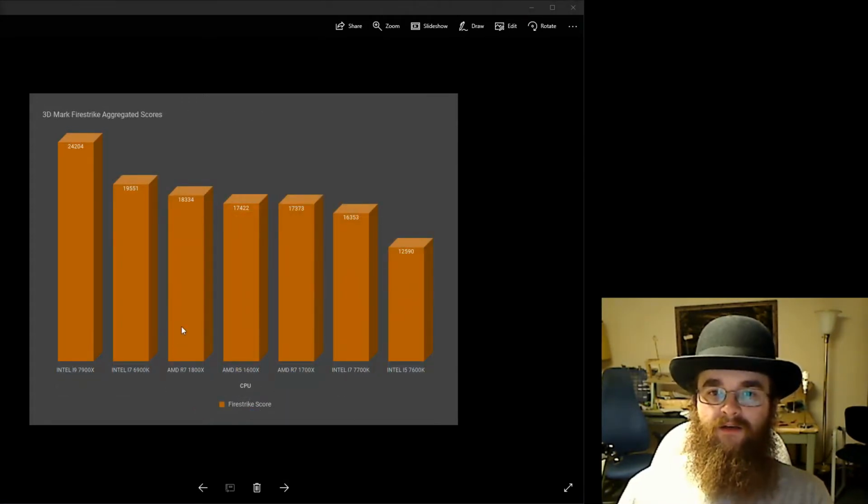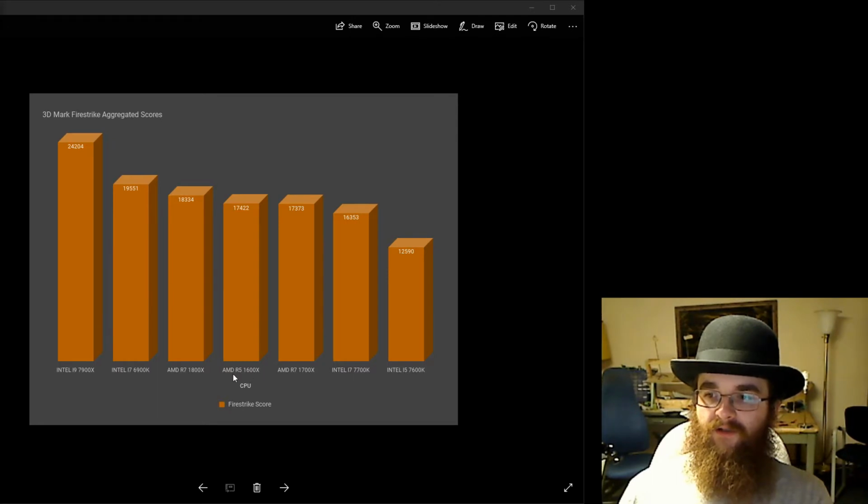Secondly, here we have Firestrike. So in this, the Intel 7900X beats out the Ryzen 1800X by about 28%, which is actually a very respectable difference. The 6900K only beats out the 1800X there by roughly 7%, and the 7700K and 7600K both fell behind Ryzen, all of the Ryzen chips.